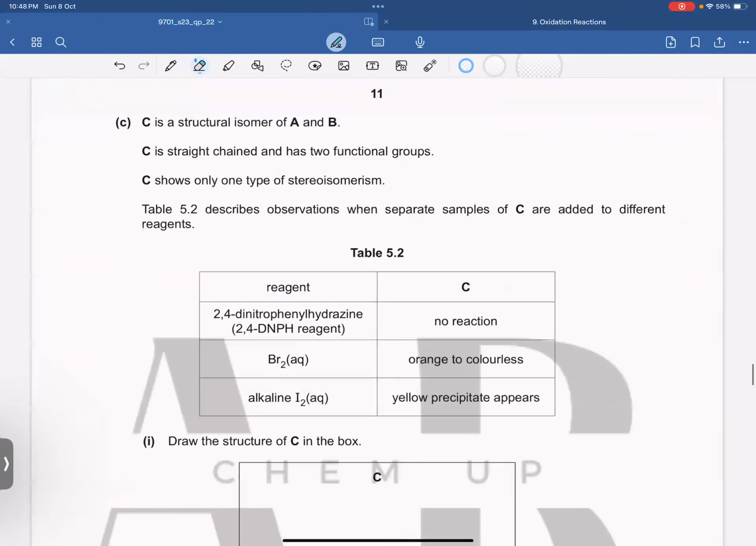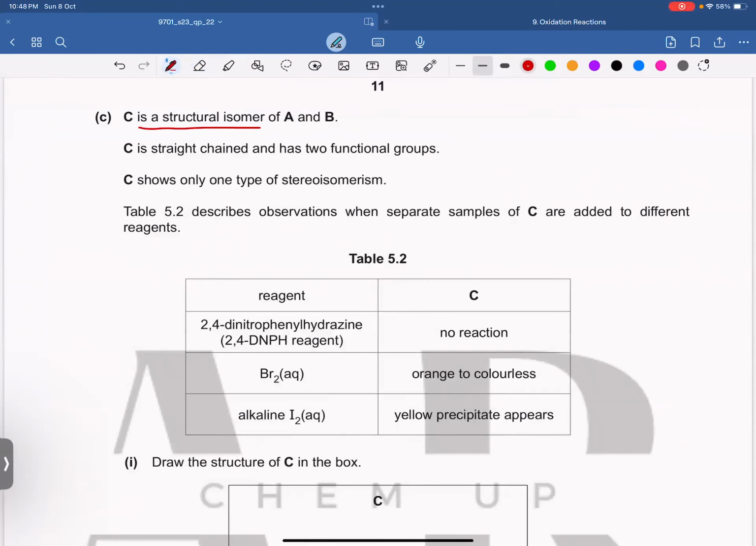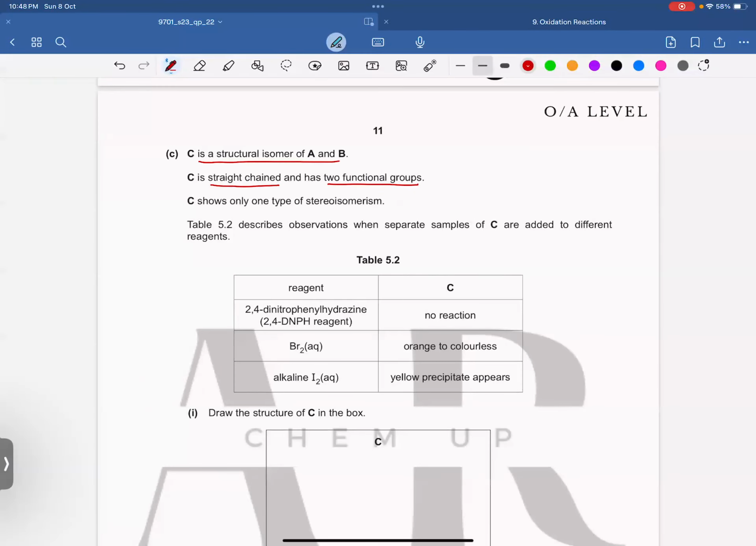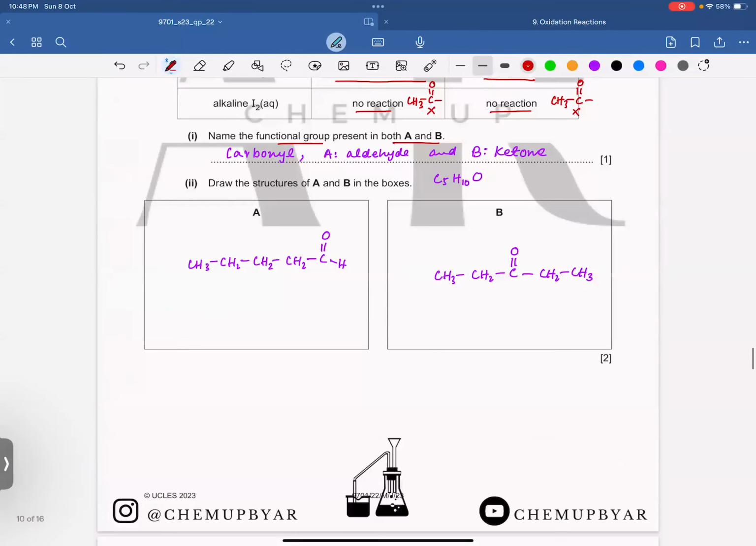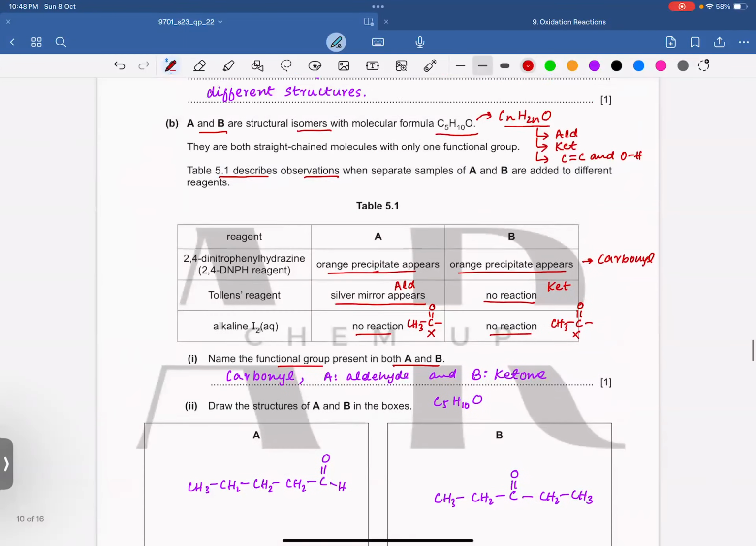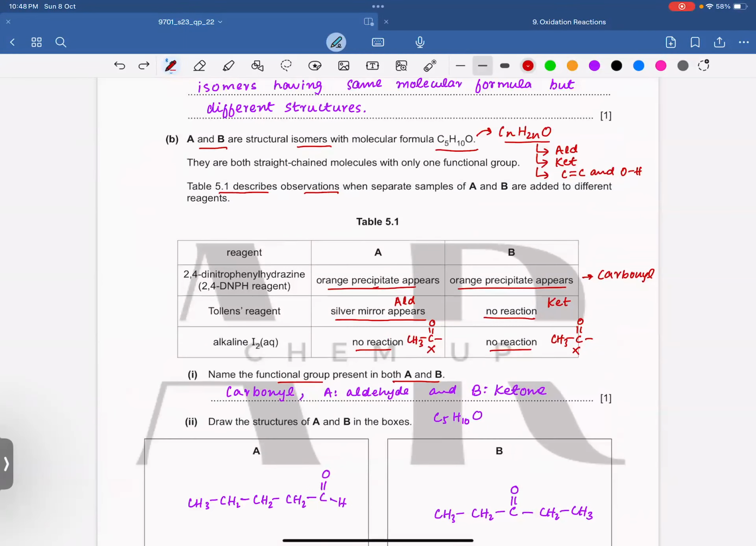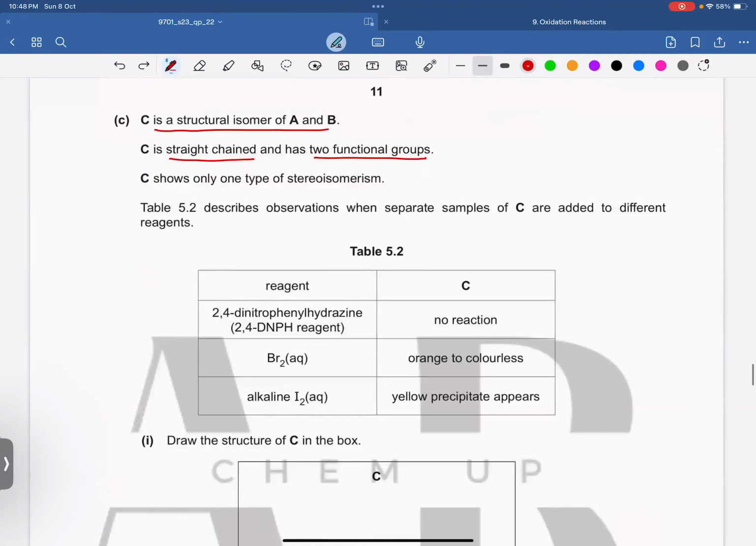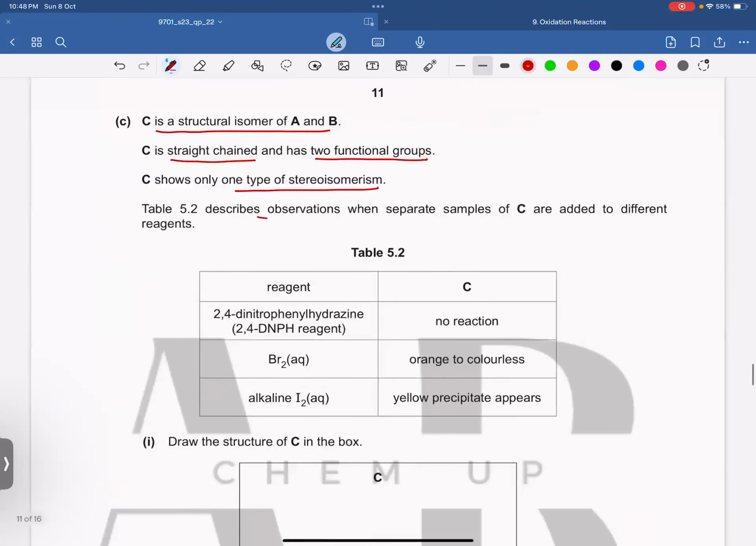Now, C is the structural isomer of A and B. C is a straight chain and has 2 functional groups. So it is very obvious that if it has 2 functional groups and a straight chain, it must have the last one that I have concluded, that has a carbon-carbon double bond and OH. C shows only one type of stereoisomerism. Describe observations when separate samples of C are added to different reagents. No reaction with 2,4-DNPH means no carbonyl.